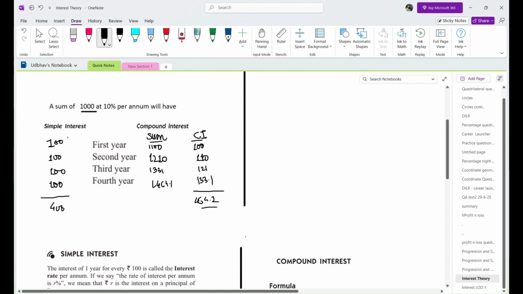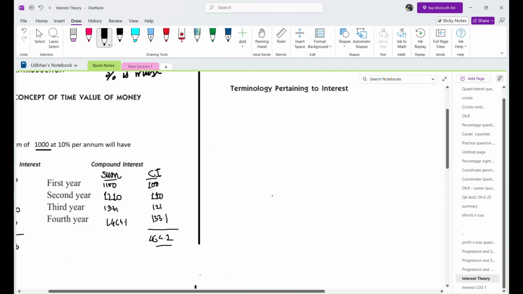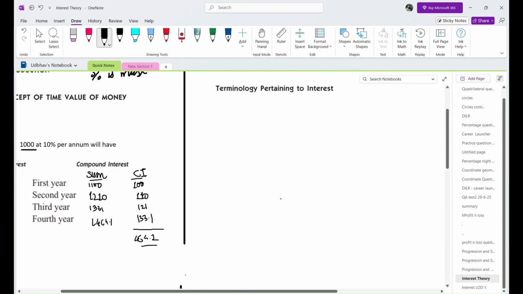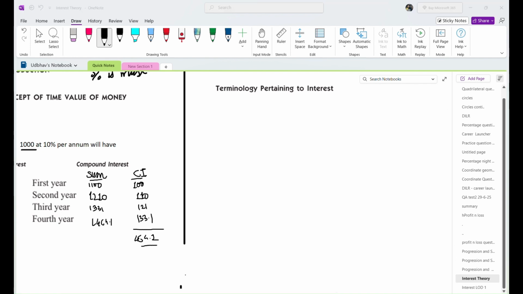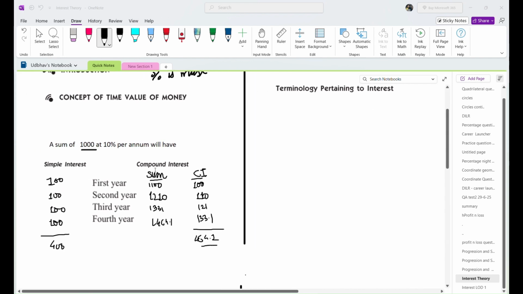So we saw how the simple interest is calculated and how the compound interest is calculated. So I'm going to tell some basic terminology which you will be seeing in the questions for CAT. These are just some terms.